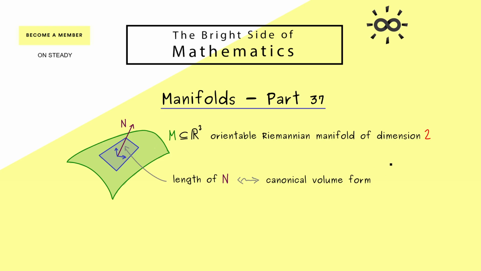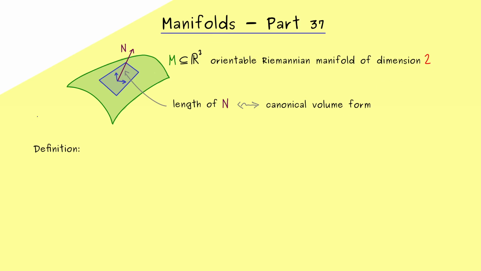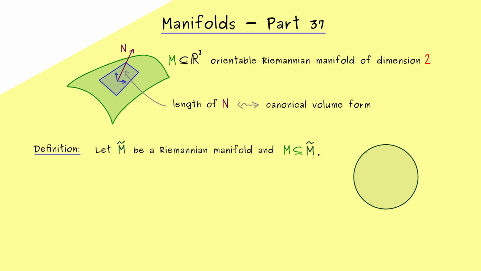But now it turns out that we don't have to stop at dimension 2, we can define such a normal vector for a lot of submanifolds. Hence, in the next definition, we consider submanifolds in Riemannian manifolds. So let's call the surrounding Riemannian manifold M tilde. And inside M tilde, we find our submanifold M. And of course, a natural case would be that M tilde is just Rn. But this does not have to be the case. M tilde could be, for example, just this sphere. And then we could visualize M as a submanifold here.